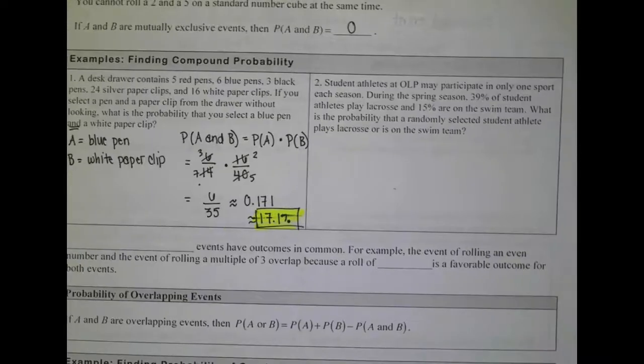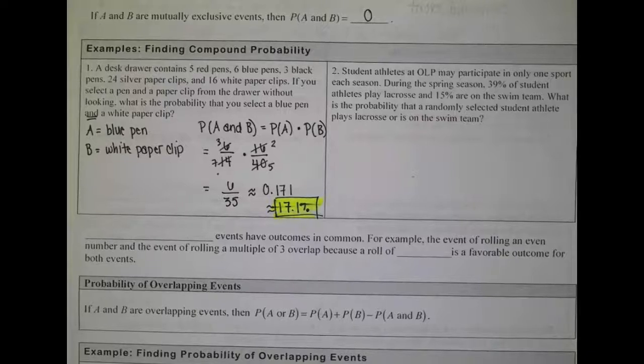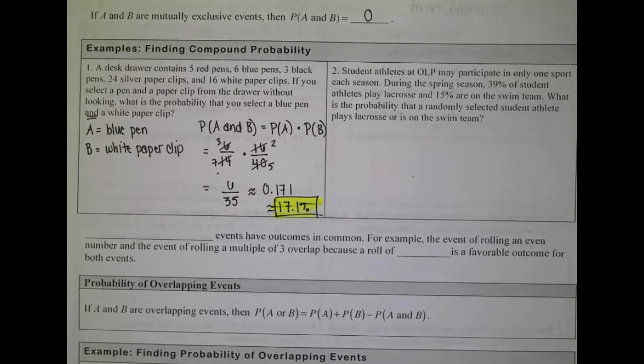Let's do this other one. Student athletes at OLP may participate in only one sport each season. During the spring season, 39% of student athletes play lacrosse, 15% are on the swim team. What is the probability that a randomly selected student athlete plays lacrosse or is on the swim team?